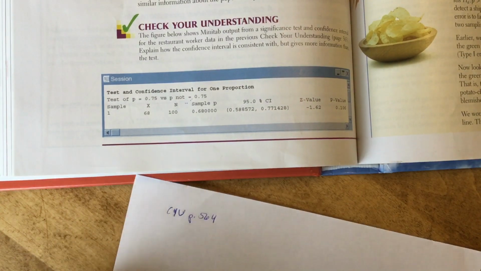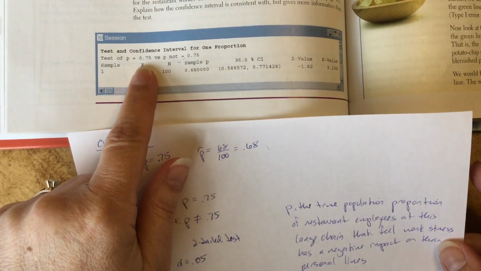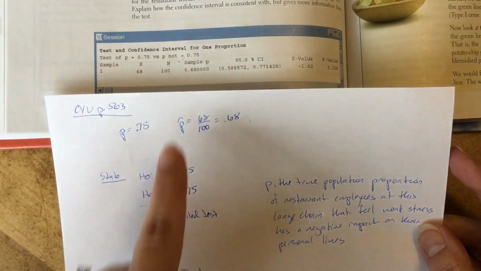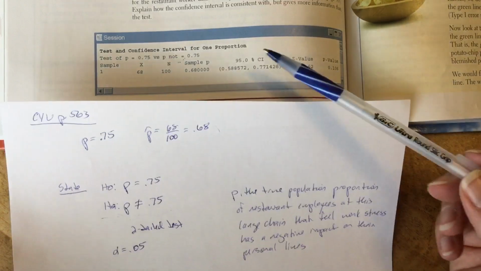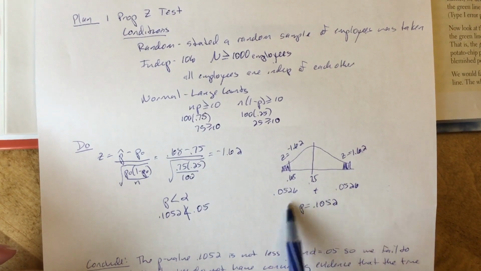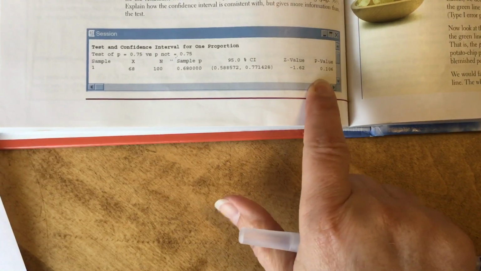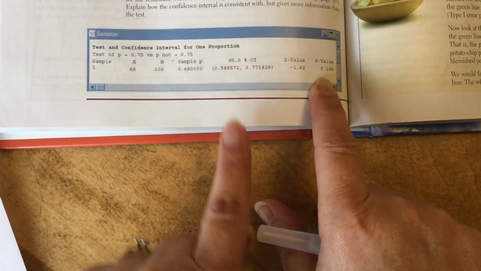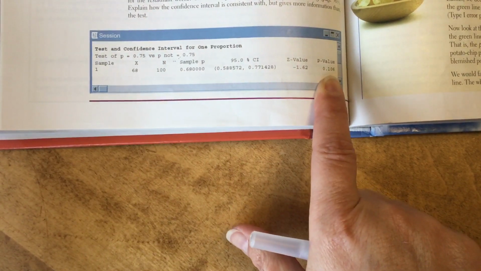Okay, let's review the test real quick. I have our sheet from the other one. We had a null hypothesis that p equals 0.75, and we had an alternative hypothesis that p does not equal 0.75, okay? We went through our conditions, we did the do section, we got a z-score of negative 1.62, a p-value of 0.1052, matches my z. P is a little off because this is a computer output, it doesn't round, we do. Probably a little more exact.